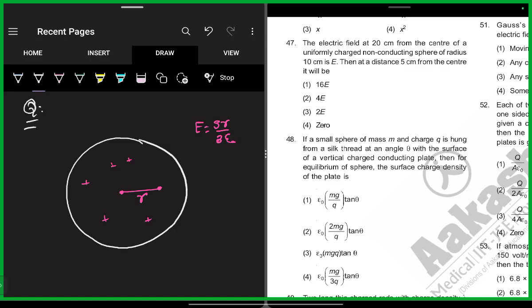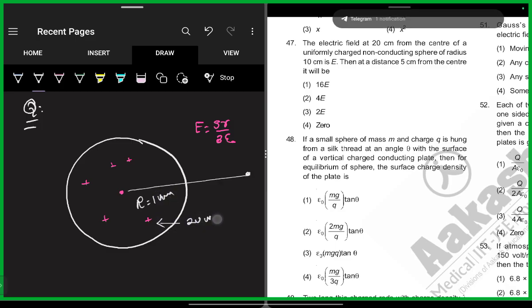The electric field at 20 centimeter from the center of a uniformly charged non-conducting sphere of radius 10 centimeter. So they are actually telling us that it is an outside point, because the radius of this sphere is only 10 centimeter. So at 20 centimeter, electric field is E. This formula is not valid, because it is only for inside distance.